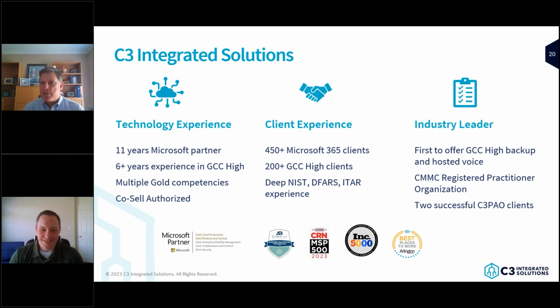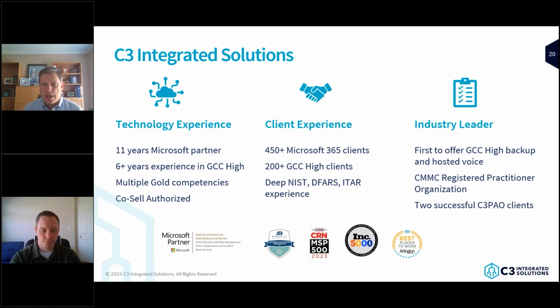Couple things just about us C3 as we get closer to the bottom half of the hour here. C3 Integrated Solutions, we've been around for 11 years as a Microsoft partner. One of the things that we're distinguished with is the fact that we've got over 6 years of experience in GCC High. We were one of the first 5 AOSG partners. We've been around for a while.